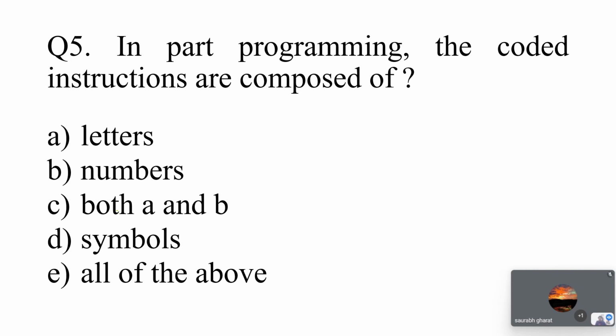So in part programming, the coded instructions are composed of letters. So letters is the correct option. Okay, you know this one. The numbers, so both A and B, and C is also correct, and symbols are also correct. So in part programming, we are using letters, numbers, symbols. So everything we are using. So all of the above is the correct answer.